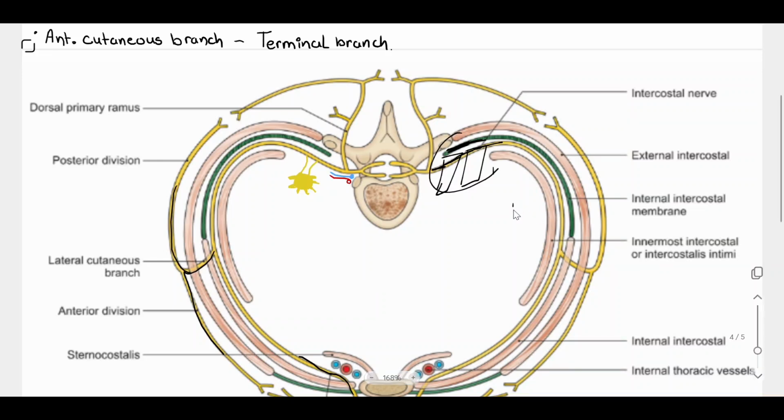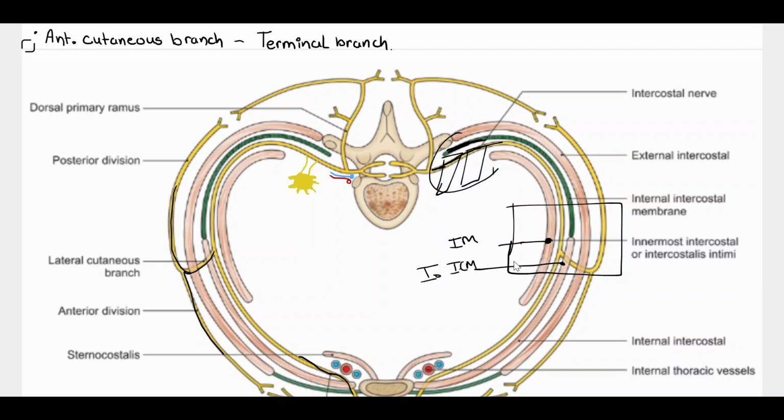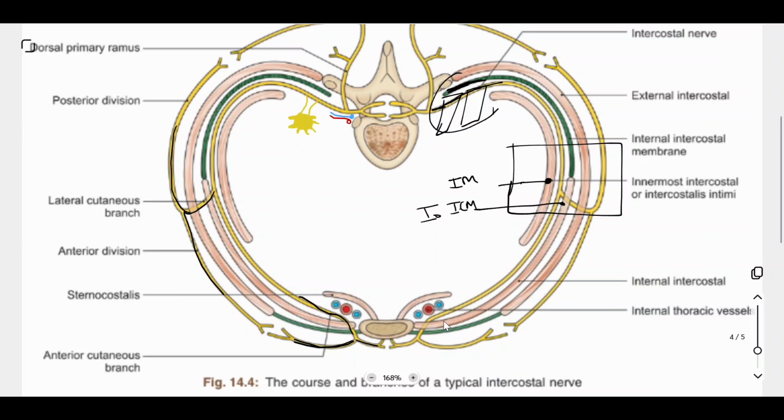In the mid part, the nerve lies in between the innermost muscle and the internal intercostal muscle. This is our innermost intercostal muscle, and this is our inner intercostal muscle. And lastly, in the anterior part, the nerve pierces the internal intercostal muscle and comes forward and passes the internal thoracic vessel to give the anterior cutaneous branch.